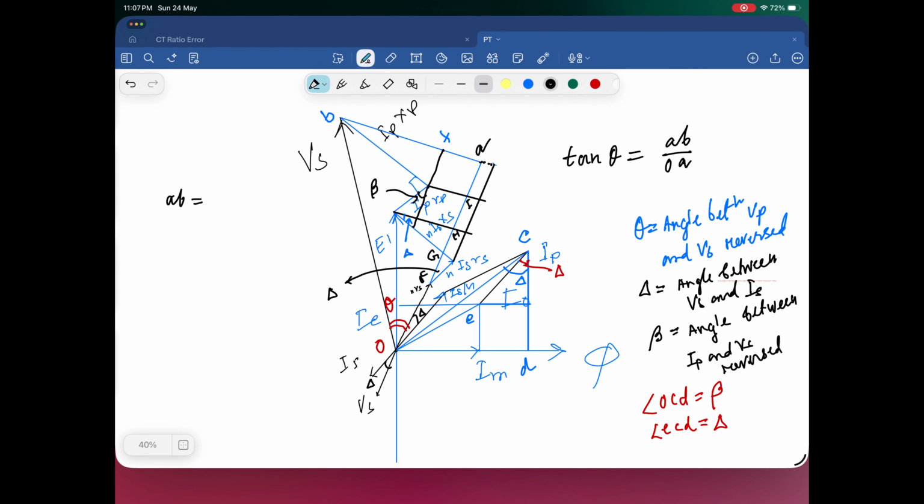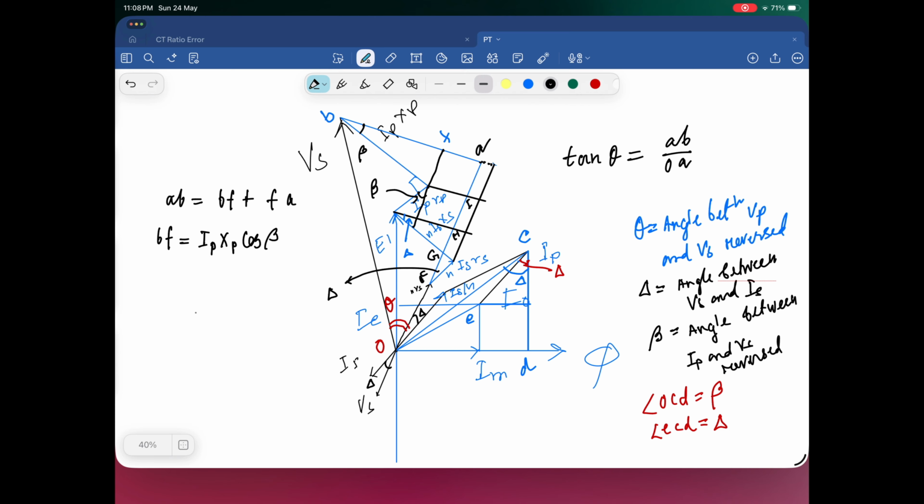So tan theta is equal to AB by OA. Now see this figure carefully. What is AB? AB is equal to BF plus FA. So what is BF? This angle is beta. So BF is equal to Ip Xp cos beta.